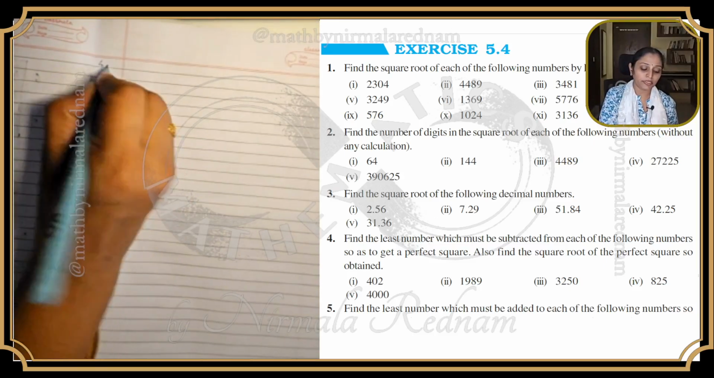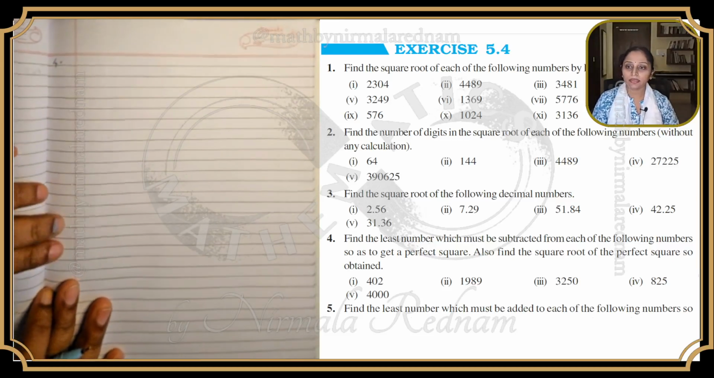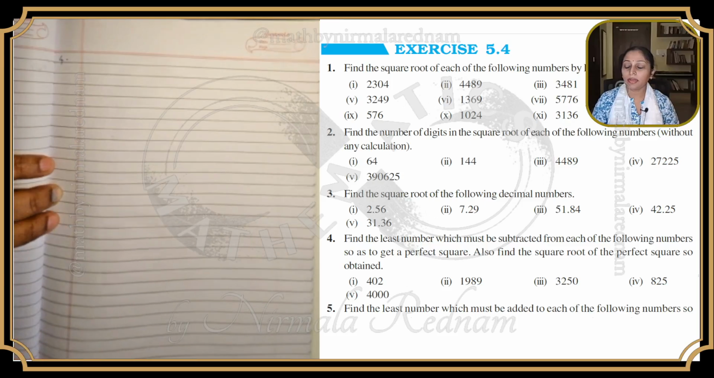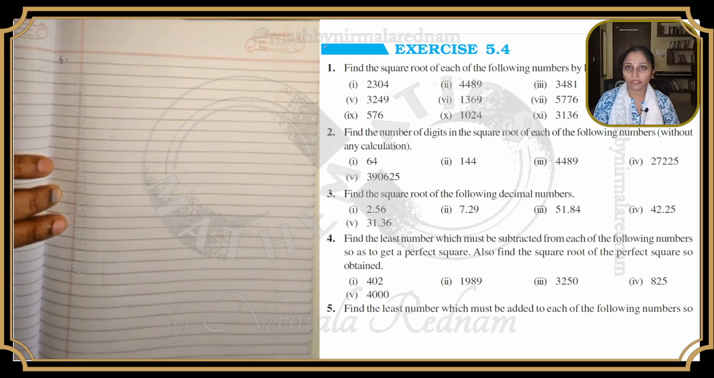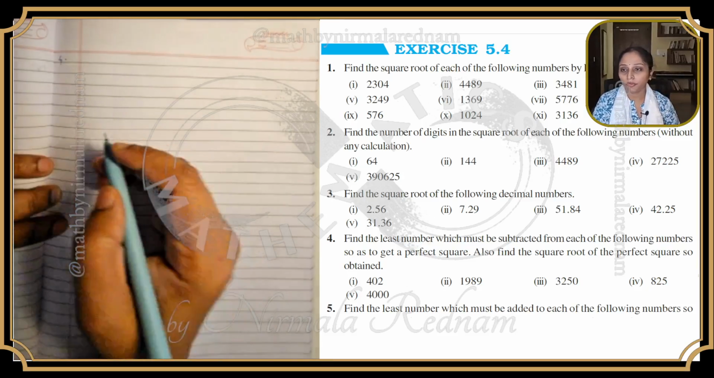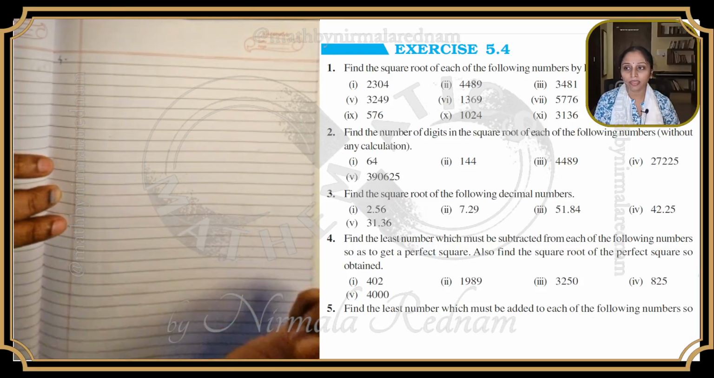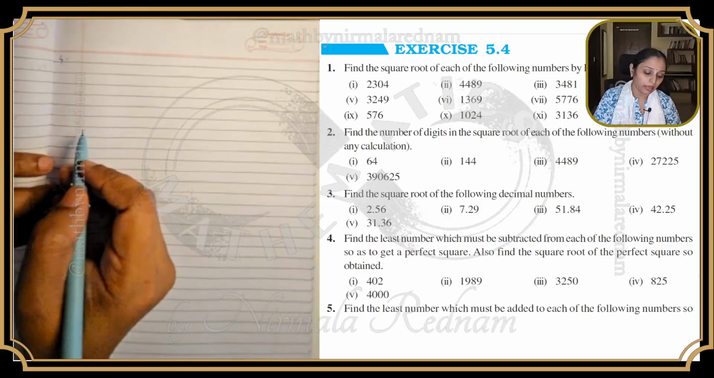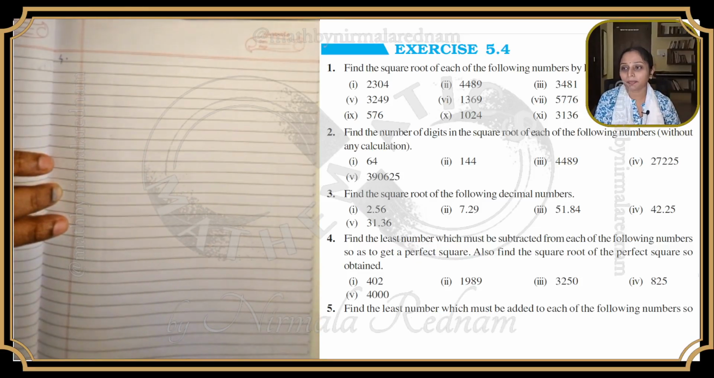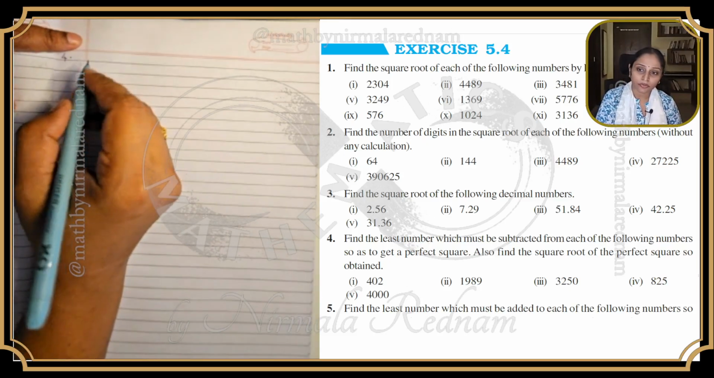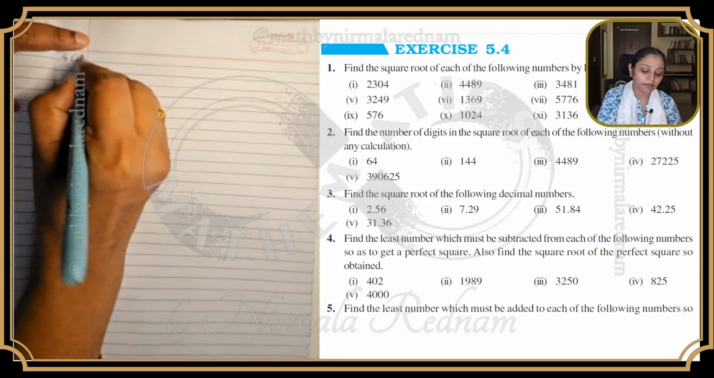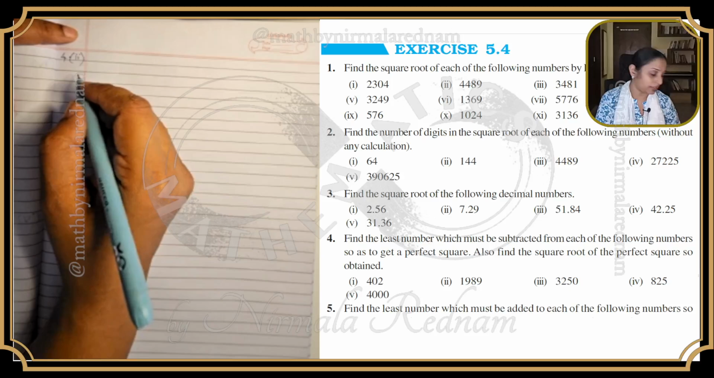So let's go to the fourth question. Here they're asking us to find the number that has to be subtracted. Whenever they say the number that has to be subtracted or added, it's going to be the long division method. But I want you to remember that the second step where you were earlier looking at the ones place, you can't do here, because you have to subtract something to make it a perfect square. That means it's not a perfect square. So that assumption that we earlier made in the first and third questions, we can't make here.